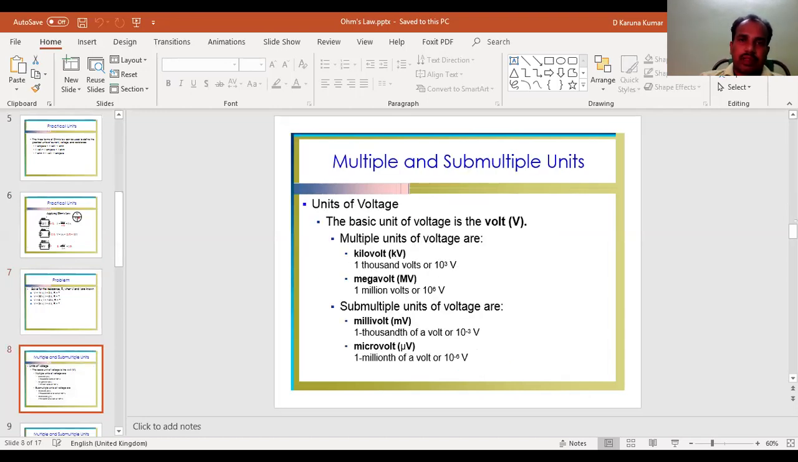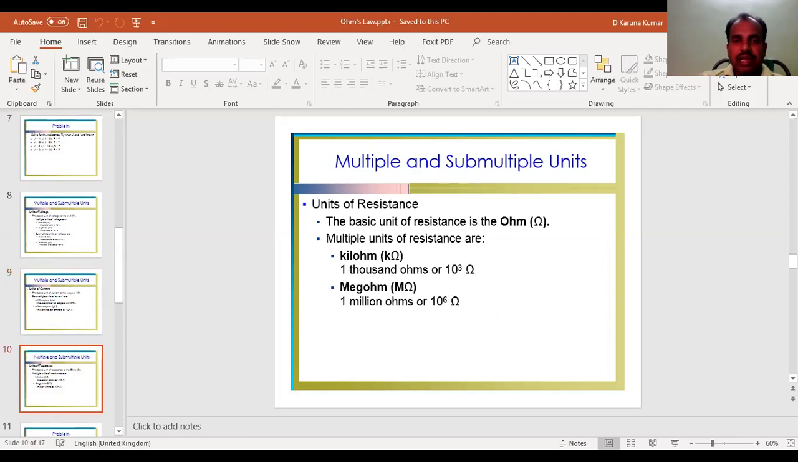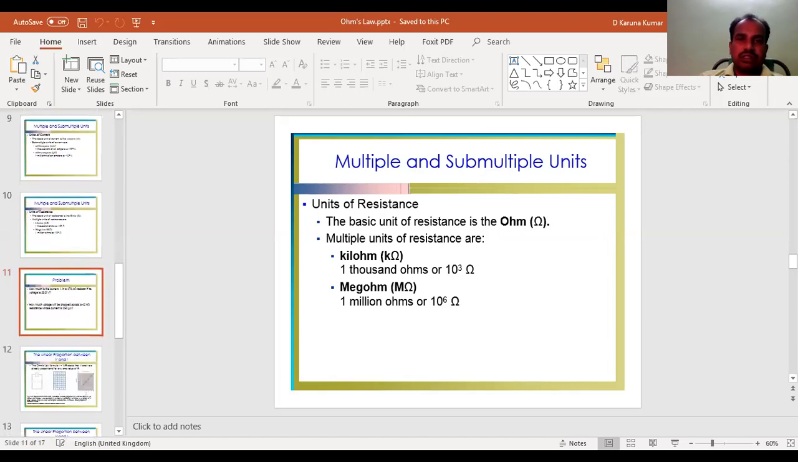Here are the multiple and submultiple units of voltage, current and resistance. The basic unit of voltage is volts. The multiple units are kilovolts and megavolts, and submultiples are millivolts and microvolts. The basic unit of current is amperes, indicated by A, and submultiple units of current are milliamperes and microamperes. The basic unit of resistance is ohm. The multiple units of resistance are kilo ohms and mega ohms.